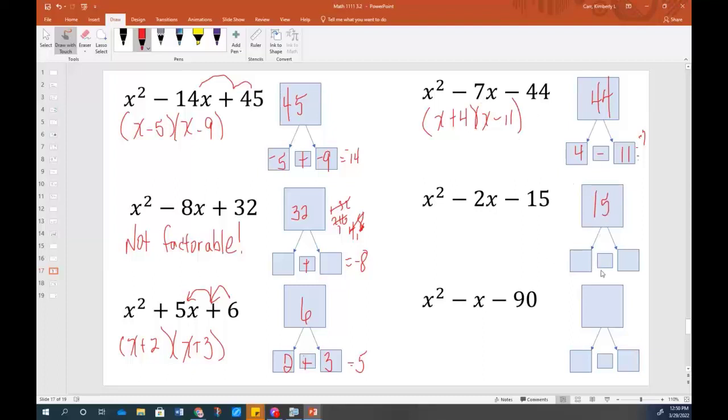Multiplies to 15, but subtracts to equal negative 2. I'm just going to kind of do that up there. 3 times 5, but if I put 3 minus 5, I do get the negative 2. The order makes a difference, though. If you put 5 minus 3, it may multiply to the right thing, but you're not going to get the right difference.